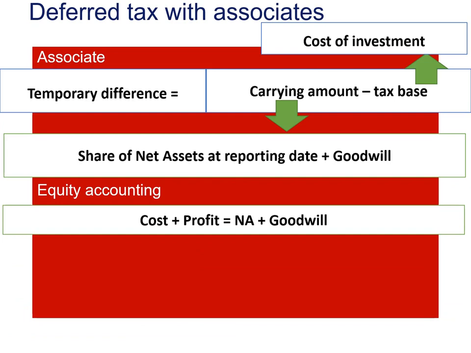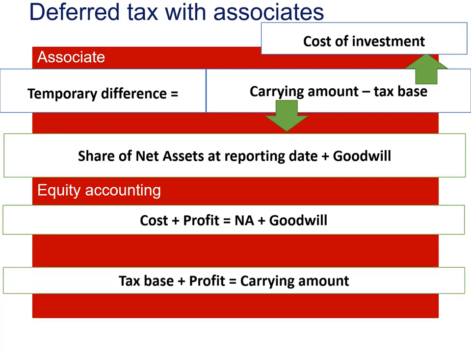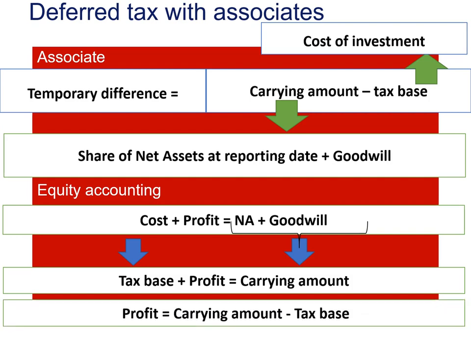In terms of equity accounting, we know the cost plus profit should be equal to the net assets plus goodwill, because in terms of equity accounting, we have investment in associate that we put on day one, and then with all the equity profits that come through the year, or it could be losses, it either increases or reduces that investment. The tax base plus profit is equal, therefore, to the carrying amount. Profit is equal to carrying amount less the tax base.